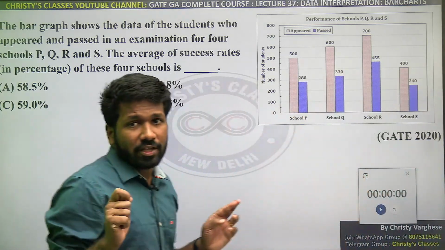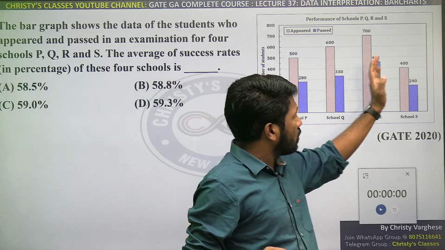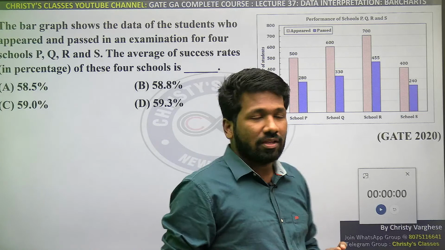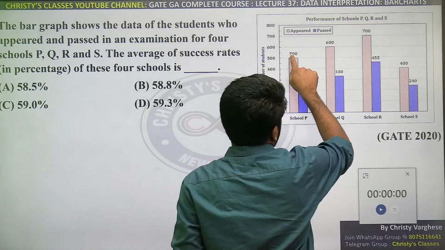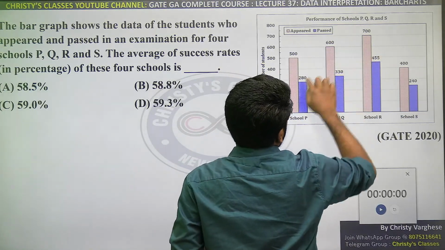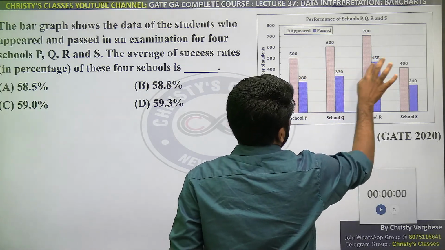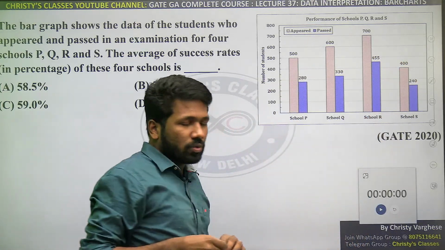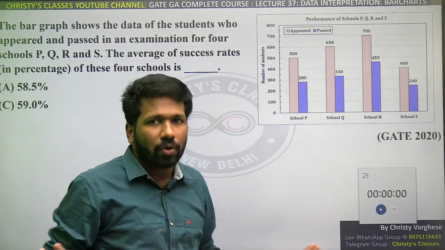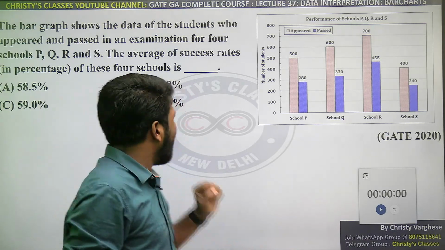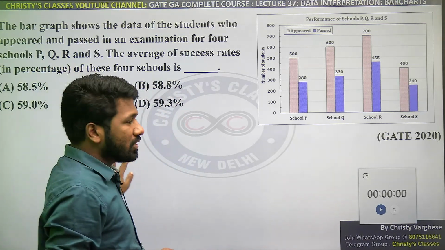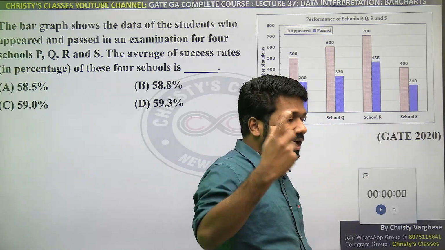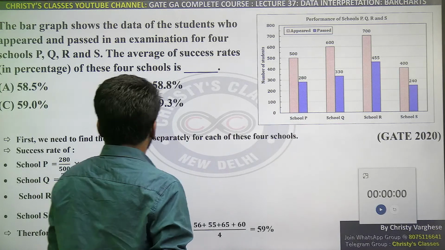We need the success rate of each of the four schools separately, and only after that can we take the average. Some people may have done this wrong: you took the sum of passed students of all 4 schools divided by the total number of students of all 4 schools, into 100. That is wrong. Why is that wrong? It is the average of success rates. The success rate of P, Q, R and S must be found separately, and then we need their average.